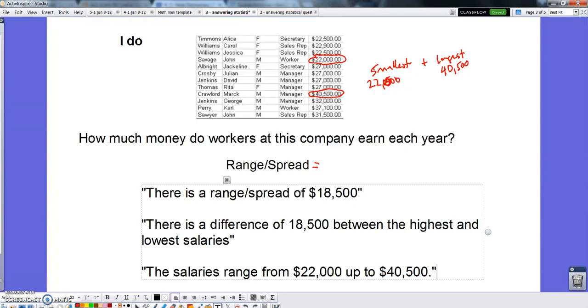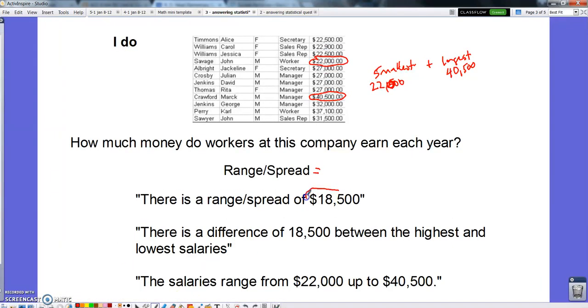This is the actual technical math calculation of range or spread: how far is it from the bottom to the top. There's a $18,500 range. But to make this useful in talking to somebody, often you would say it like this. There's a difference of $18,500 between highest and lowest, or the salaries range from the lowest up to the highest. All helpful.